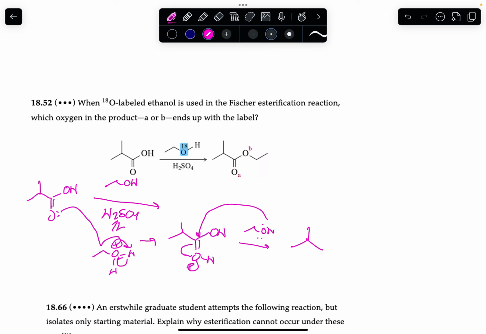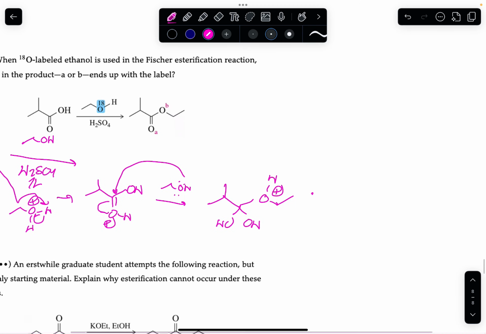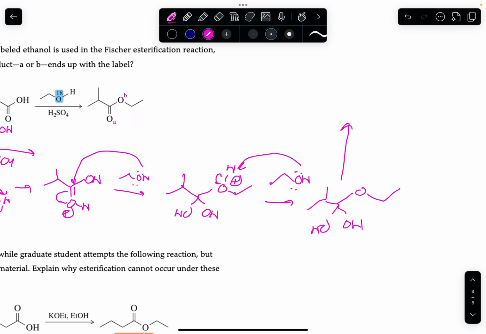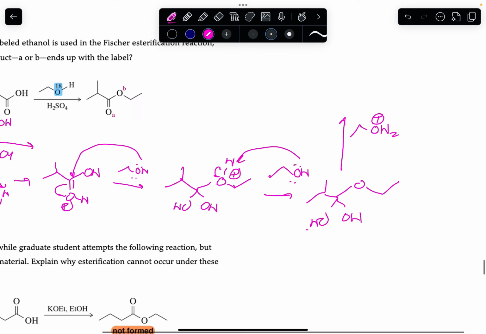We add our ethanol. That gives us this diol, or the hydrate, where we have 2 OHs on the same carbon. We can deprotonate that to integrate it into the molecule. At this point, you may just be able to recognize here, we're not integrating any more of this into the molecule.